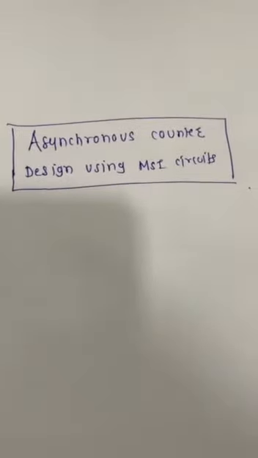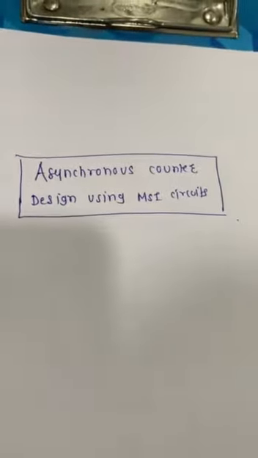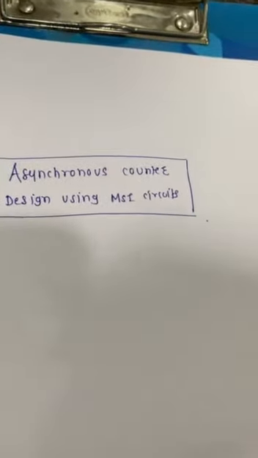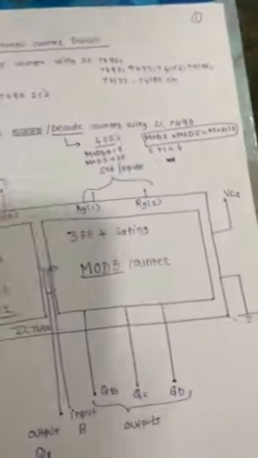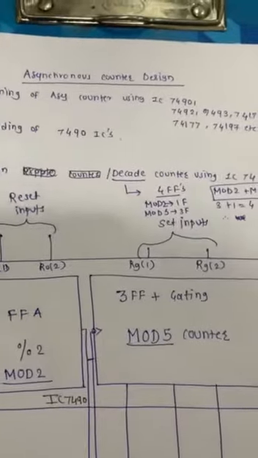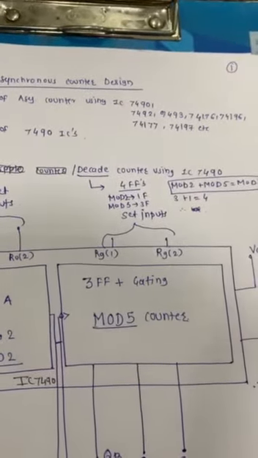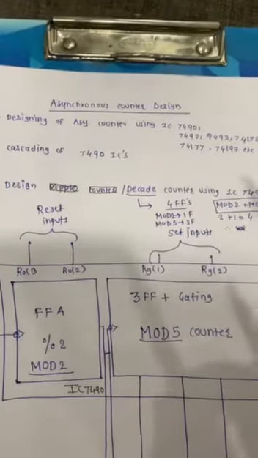Hello everyone, today we are going to study our fourth chapter, which is asynchronous counter design using MSI circuits. It means we have to design the asynchronous counter with the help of ICs. There are different ICs, such as 7490, 7493 and so on. There are two contents in this chapter. The first is designing of counters using IC 7490, 92, 93, 7416 and 7496 etc. The second part is the cascading of 7490 ICs.